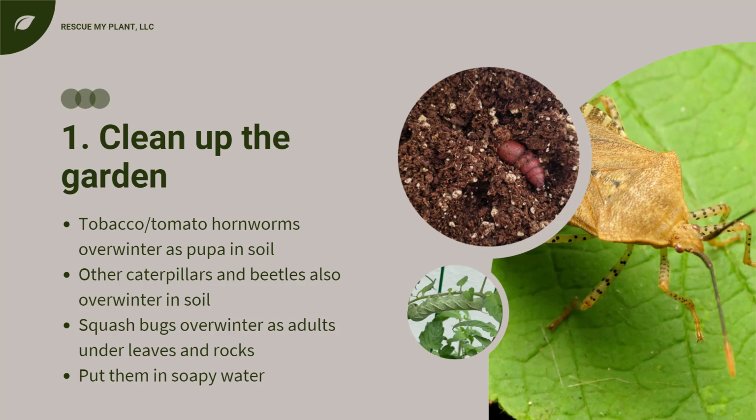Squash bugs overwinter as adults under leaves and rocks and in plant debris near the garden. You can clean up your leaves and put them in your compost, checking to see if they're there. If so, you can put them in soapy water.